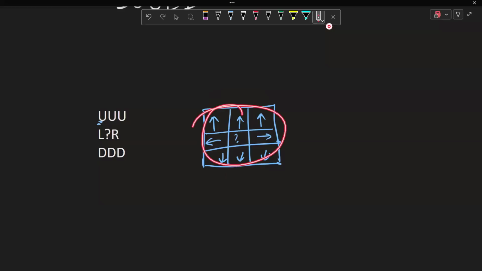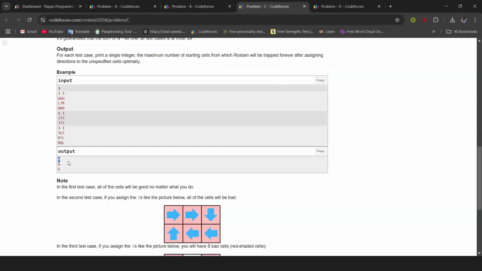So basically from all the 9 points, you get freed. So there is no point from where you get trapped. So your answer would be 0 in this case. Okay, so your answer was 0. So I hope it is clear. Now, when you have all the question marks, you can make it 6.